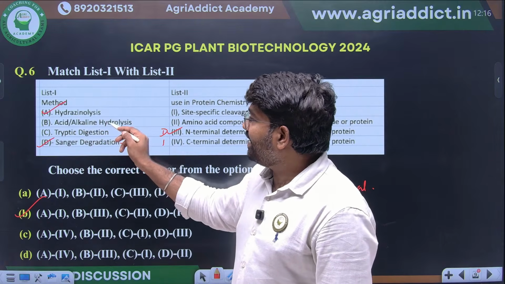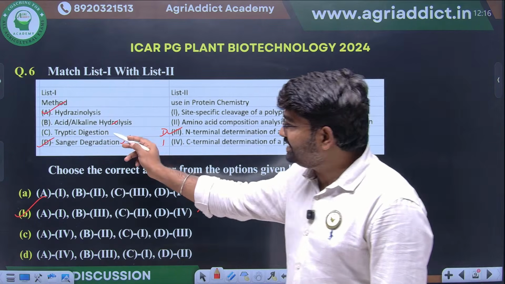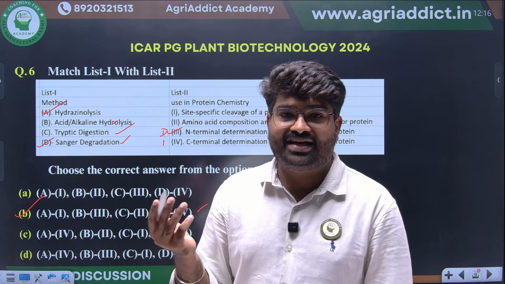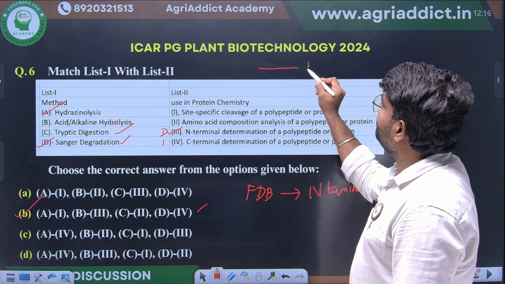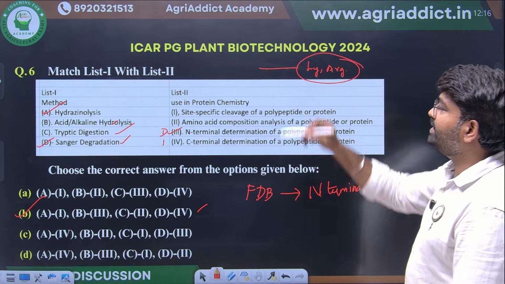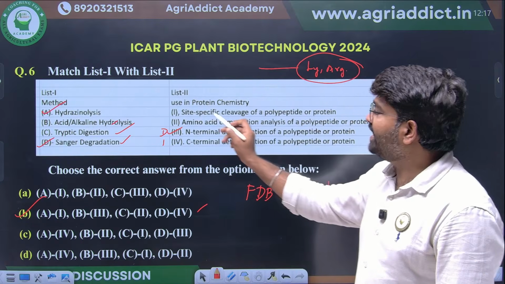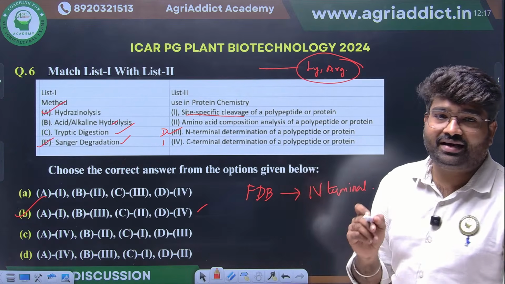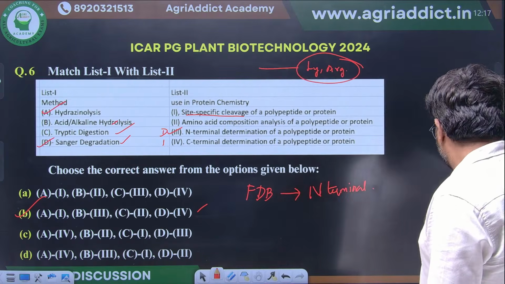Then alkaline or acid hydrolysis. This is a very simple question, you know. Then trypsin digestion. This also we have seen in our basic classes. Trypsin, what will it do? It will cleave the bond at lysine and arginine. This we have already seen. So we can say site specific cleavage of the polypeptide chain will be there. Yes, we have solved this one.